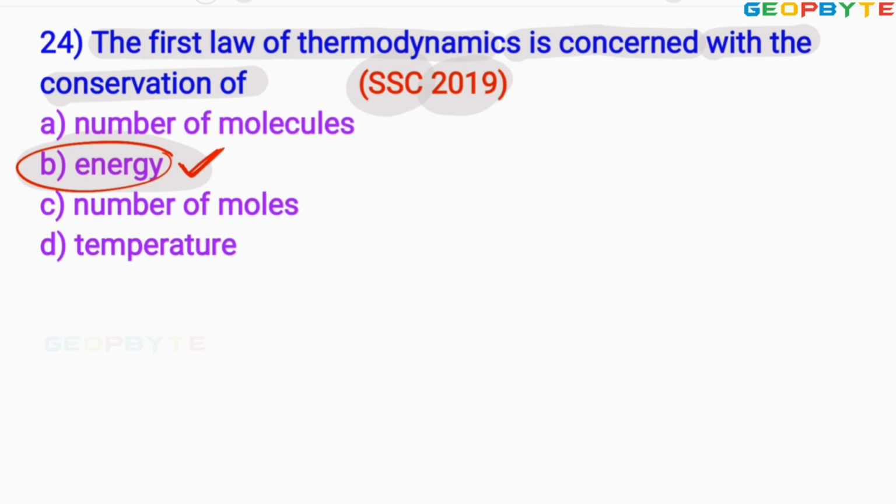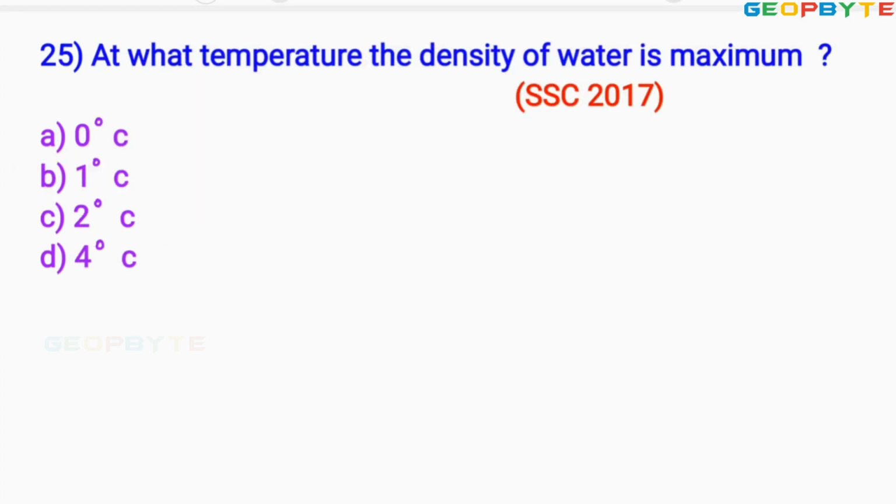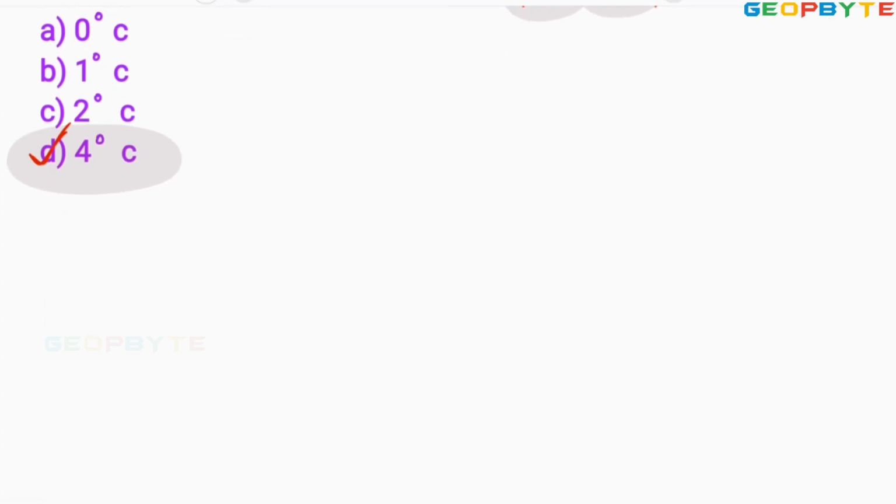Let's go for the last problem. Look at the last problem, asked in 2017 for SSC, given like this. At what temperature is the density of water maximum? Dear friends, remember, at 4 degrees centigrade, the density of the water is maximum because the volume occupied by the water at 4 degrees centigrade is less.